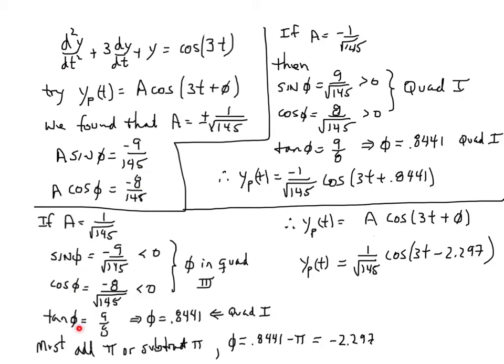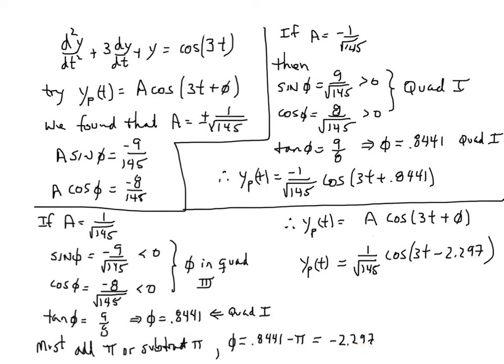Taking their ratio, I get the tangent of phi, positive 9/8, but inverse tangent only returns things between minus pi over 2 and pi over 2. This answer that it returns is in quadrant 1. My answer has to be in quadrant 3. I can either add pi to this answer, and that'll rotate me into quadrant 3, or I could subtract pi from this answer, and that'll rotate me into quadrant 3. I choose to subtract pi because that'll get us a number that we'll be familiar with. This is what my phi has to be.